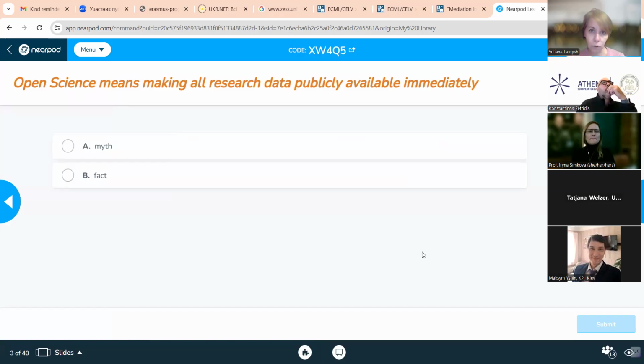So in Nearpod, you can use your phone or your personal computer, whatever you work on. You can read this statement: open science means making all research data publicly available immediately. And you choose, what do you think? Is it a myth or is it a fact? True or false? Let's make a little diagnostic assessment, an evaluation of what you know about open science.